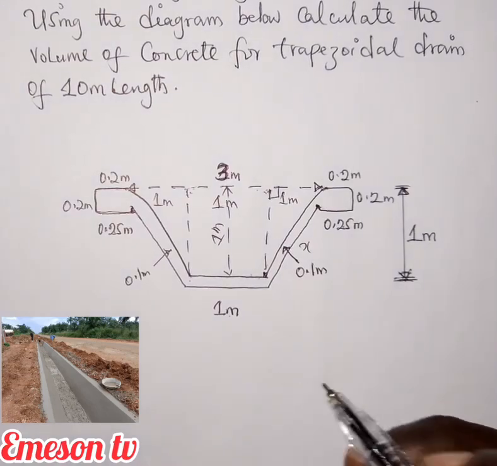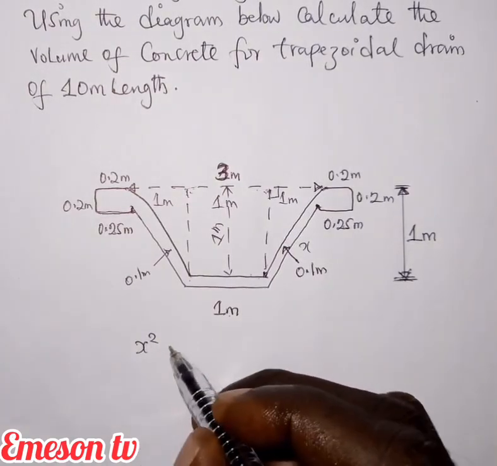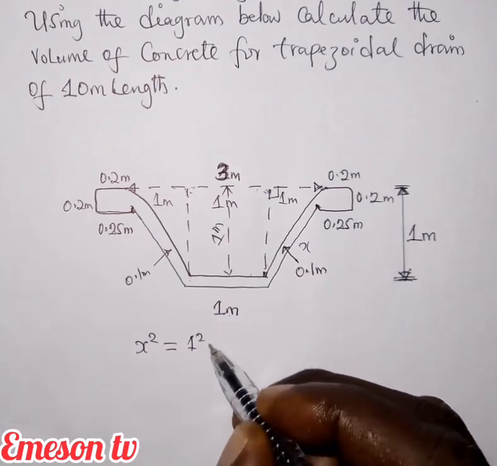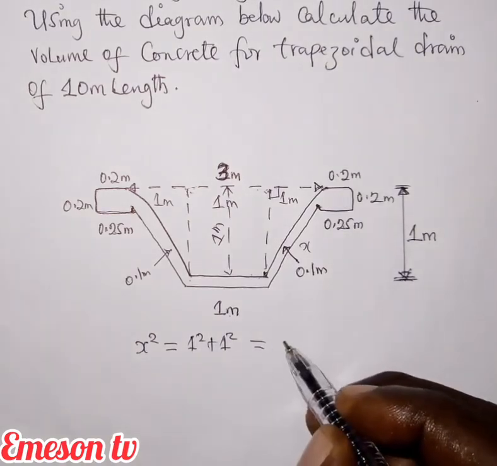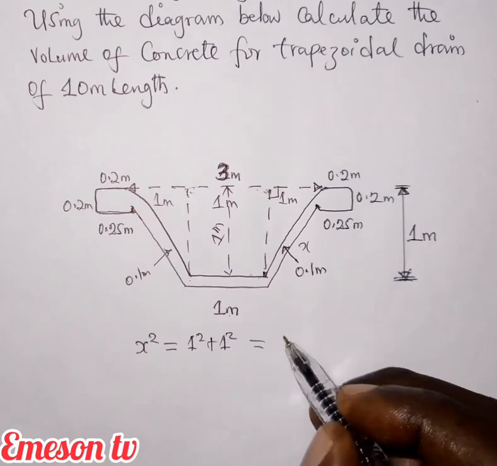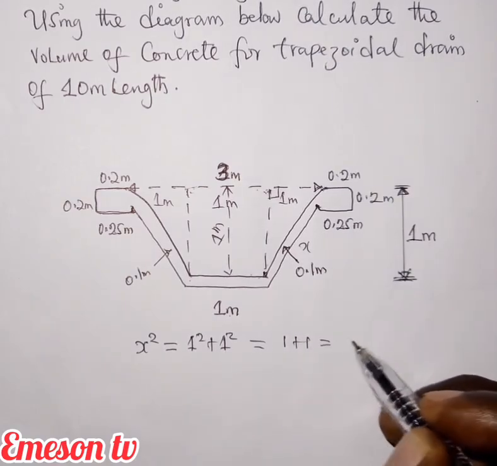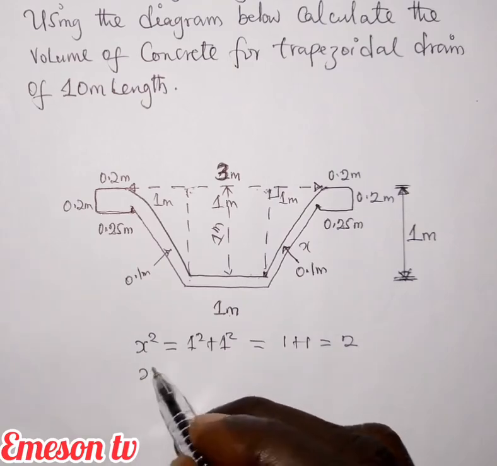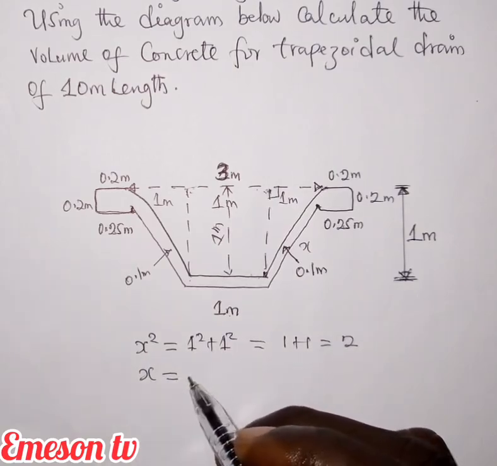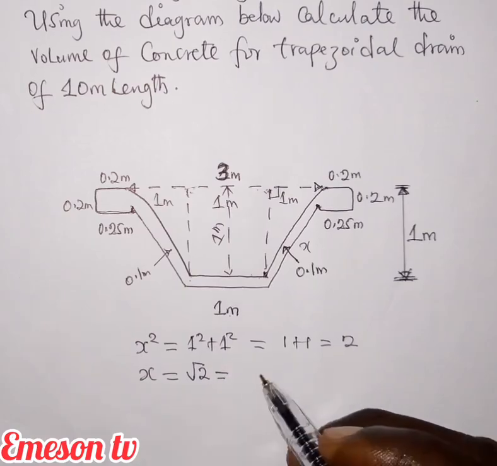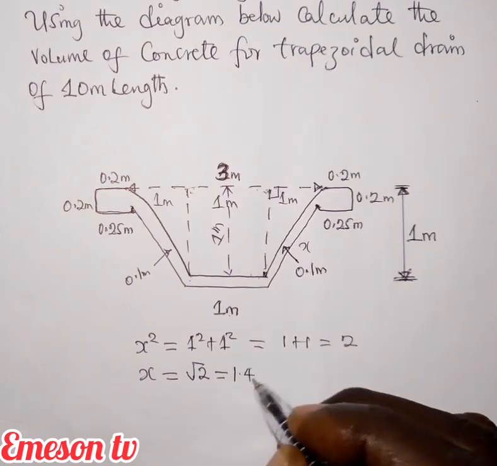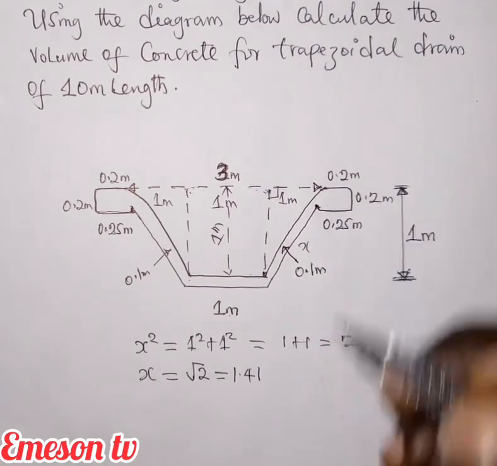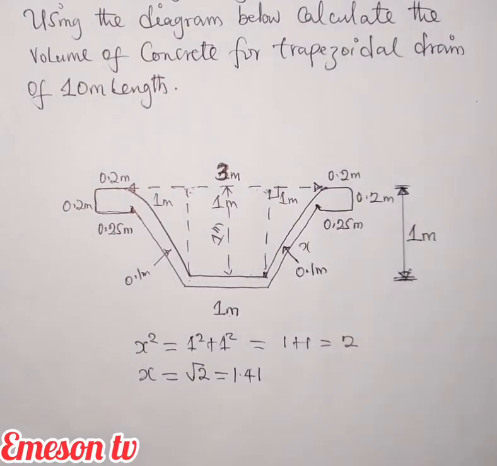So it means we are going to have x squared is equal to 1 squared plus 1 squared, right? 1 squared is 1. 1 squared is also 1, which is equal to 2. So for us to get x, we have x is equal to the square root of 2, which is equal to 1.41. So it means from here to here is 1.41. Now we have known here, the equation is solved.